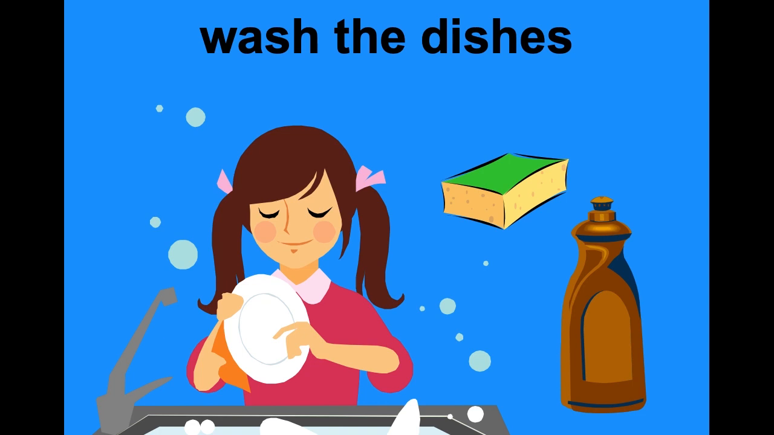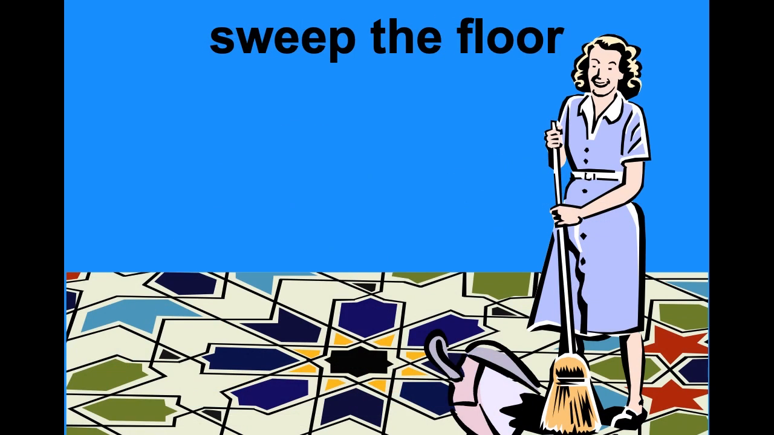Okay, let's go to another set of household chores. First one is wash the dishes. Okay, I have a question for you. What do you do after you wash the dishes? Yes, you dry the dishes. That's good. Good job. So wash the dishes and dry the dishes after that. The next one is sweep the floor. My question is, do you use water when you sweep the floor? No, you don't. Okay? You can use water when you mop the floor.